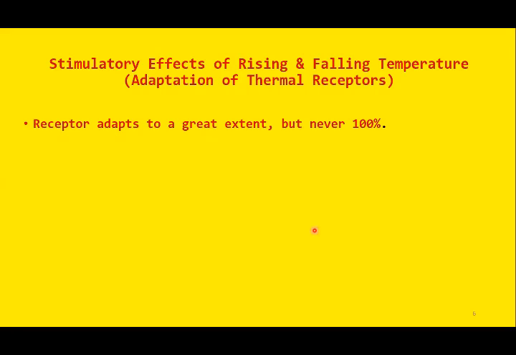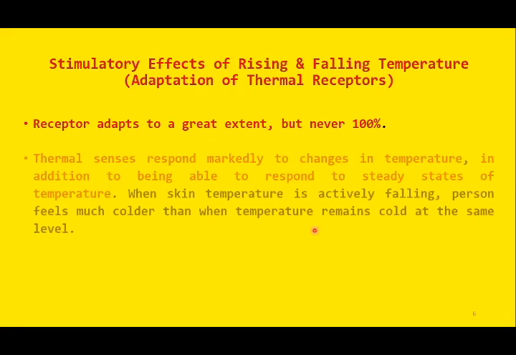We know that the Ruffini's end organs, these thermoreceptors, are slowly adapting receptors. Remember, Ruffini's end organs are slowly adapting receptors, unlike the receptors for cold sensation, the Krause's end bulbs. Krause's end bulbs are rapidly adapting receptors. So the adaptation phenomenon is different. The thermoreceptors adapt to a certain degree, but never 100%.